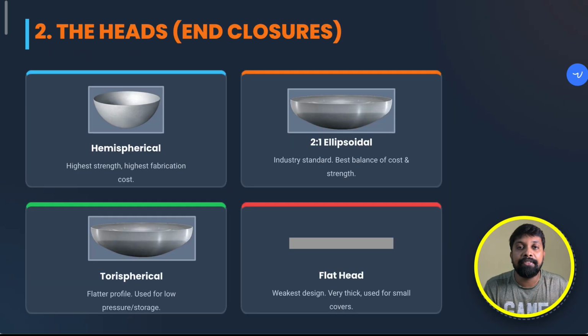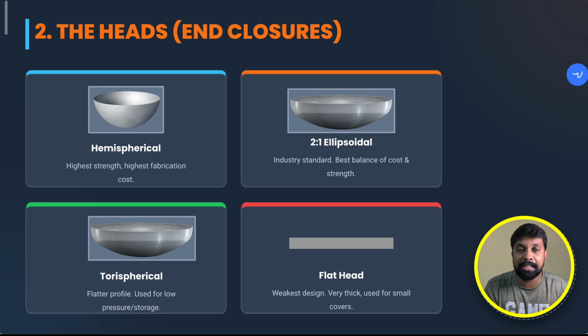The heads. There are different types of heads. If you saw my previous video, you can identify the different kinds of heads, but I will brief you here. We have hemispherical heads, 2:1 ellipsoidal heads, torispherical heads, and flat heads. The hemispherical heads have the highest strength and the highest fabrication cost. The fabrication of a hemispherical head is really complicated. Normally most fabricators won't do this kind of fabrication.